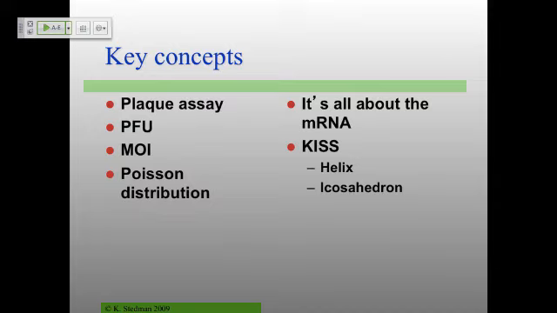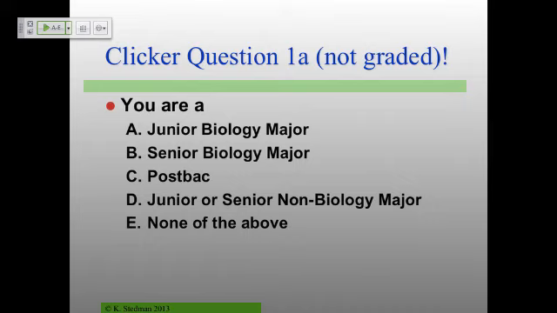And speaking of exams, let's see how many of the clickers actually work today. So, are you a junior biology major, senior biology major, post-bac, junior, senior, non-biology major, none of the above? And now I've got 35. That's like way better than last time. So good. It looks like they're actually working.